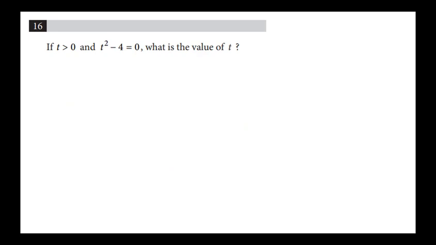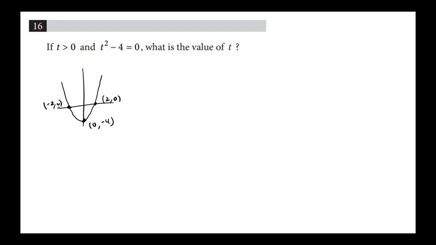Okay, this is a quadratic equation. T squared minus 4 equals 0. What is the value of t where t is greater than 0? So you can do this in two different ways. You can think about it as a sketch. This is a quadratic shifted down by 4. It's a pretty bad quadratic, something like that. And where would the two x-intercepts happen? They would happen at 2 or minus 2.